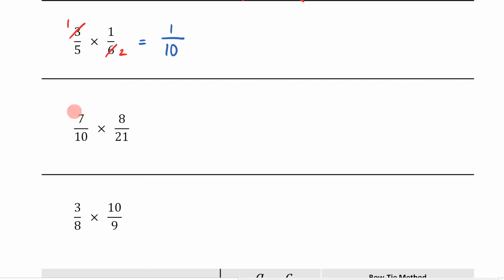All right, so I've got 7 and 21 here. So I know both of those are divisible by 7. 7 divided by 7 is 1. 21 divided by 7 is 3, because 3 sevens are 21. I can also simplify this way. I've got 8 and 10. I know that 8 divided by 2 is 4, and 10 divided by 2 is 5. So that now means I can go 1 times 4 is 4. 5 times 3 is 15. So it'll be 4 and 15.